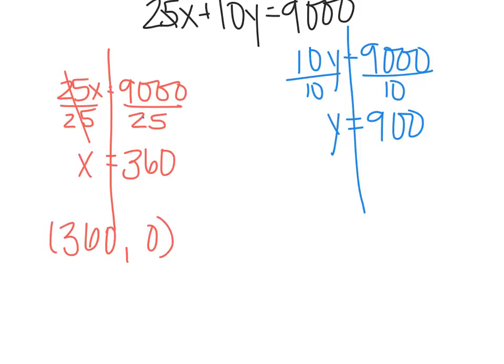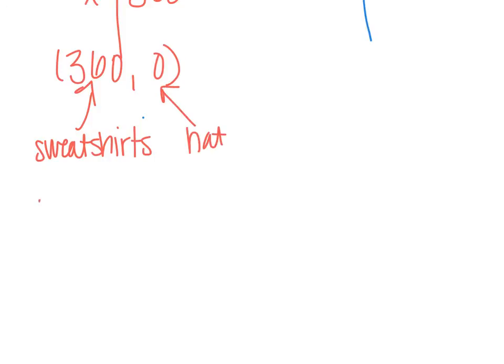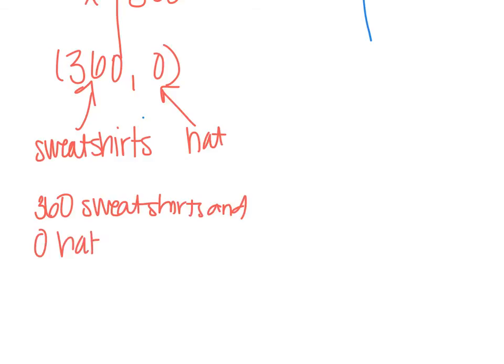Now remember, x was the number of sweatshirts and y was the number of hats. It told us that in our equation. So what this means is that 360 sweatshirts and 0 hats cost $9,000.